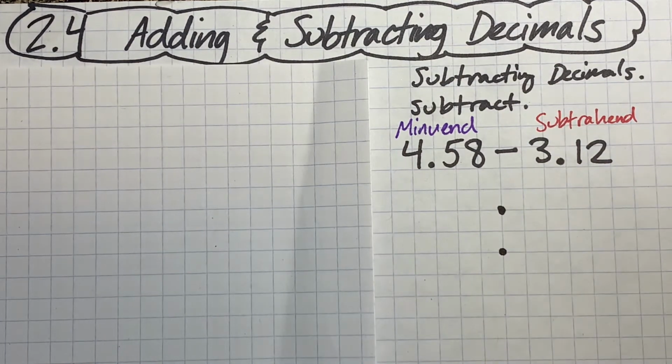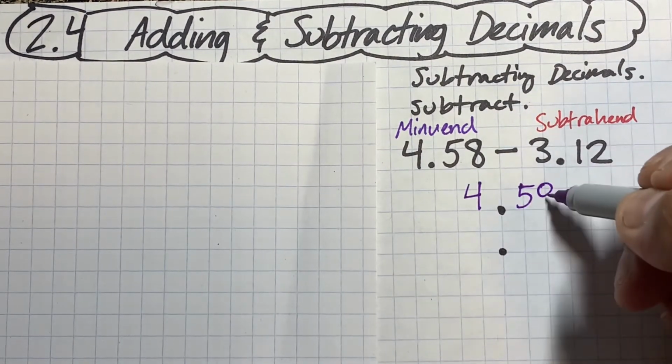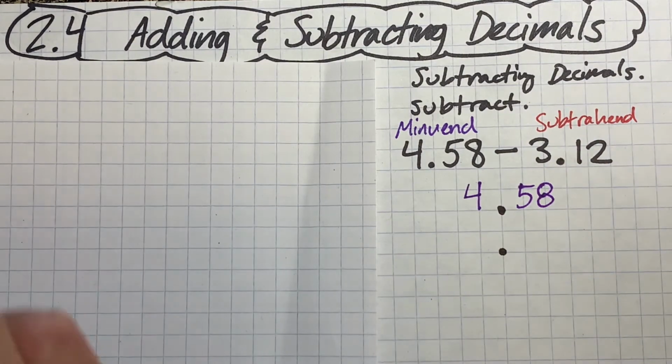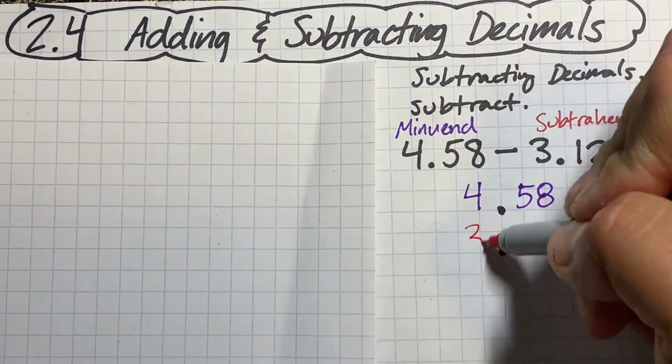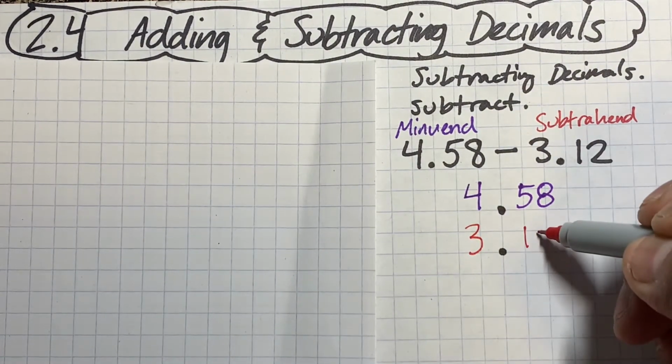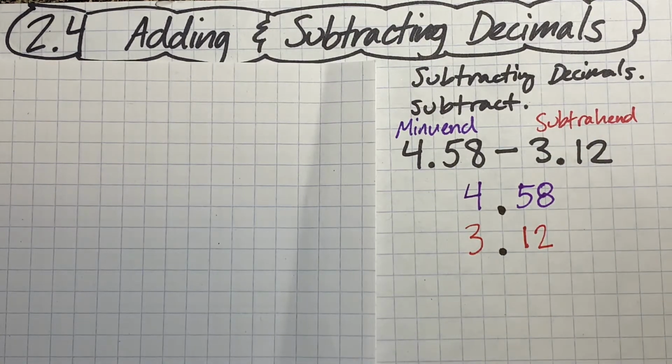Next, we're going to go ahead and write the minuend, 4 and 58 hundredths, and the subtrahend, 3 and 12 hundredths. All right, so again, third step is to subtract.